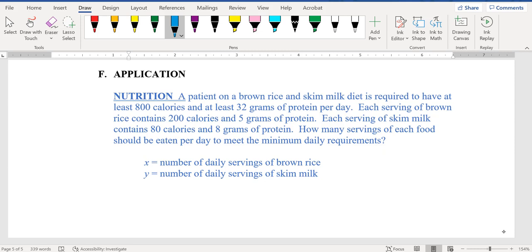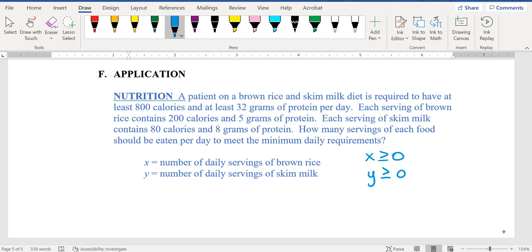Okay, we're going to let x be the number of daily servings of brown rice and y be the number of daily servings of skim milk. Do you see how we get the two inequalities, x greater than or equal to 0, y greater than or equal to 0? The reason is you cannot eat a negative number of daily servings.